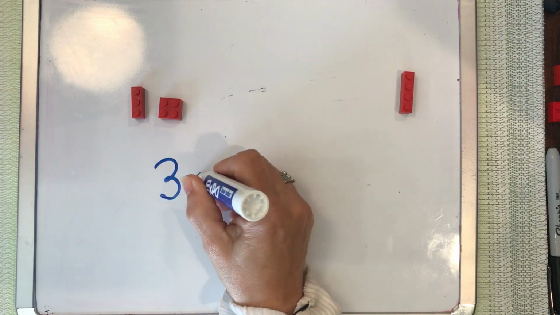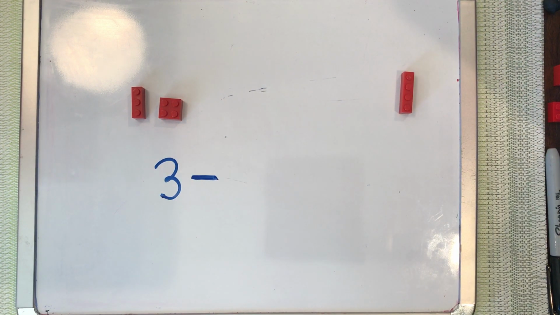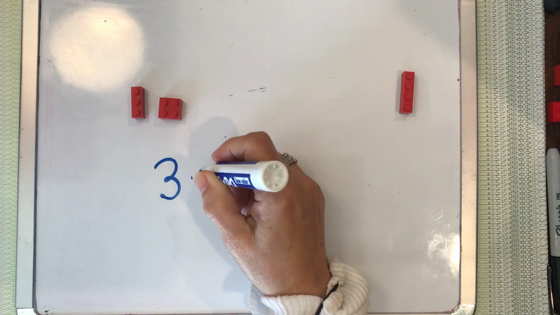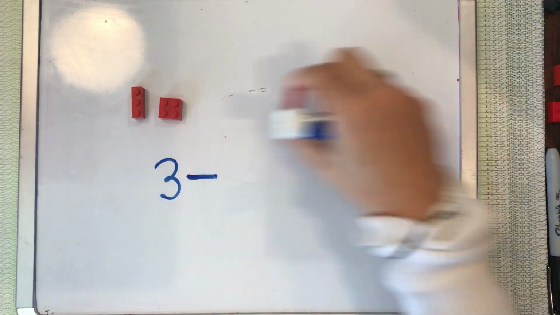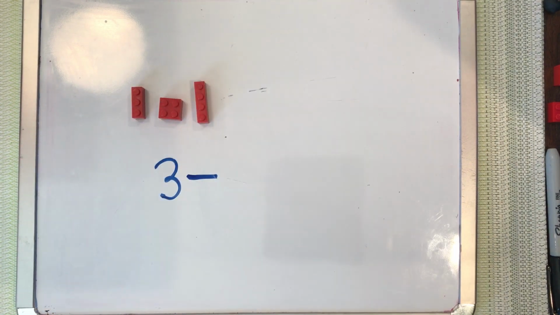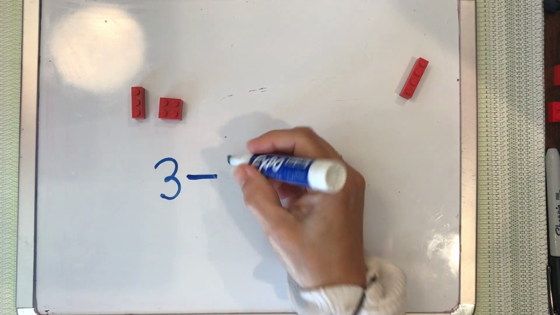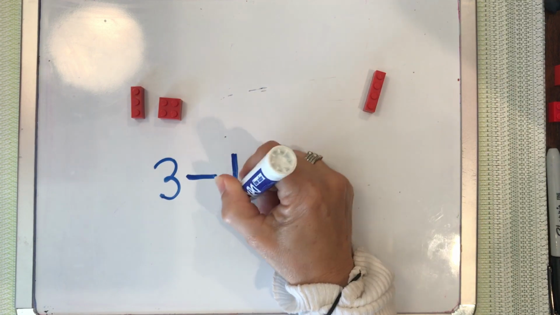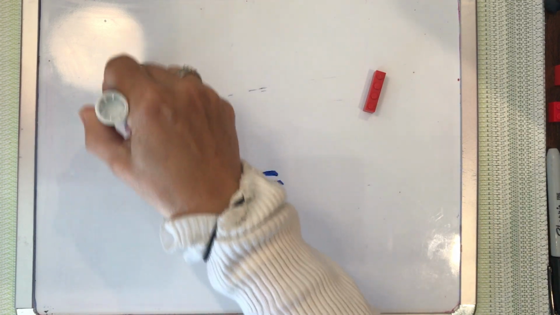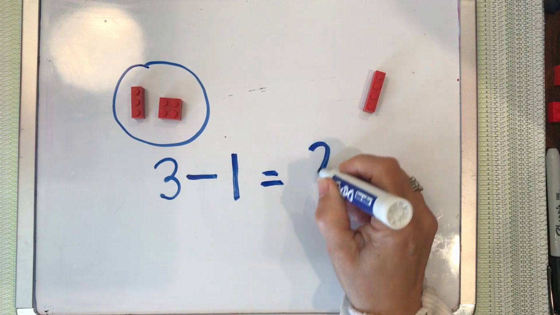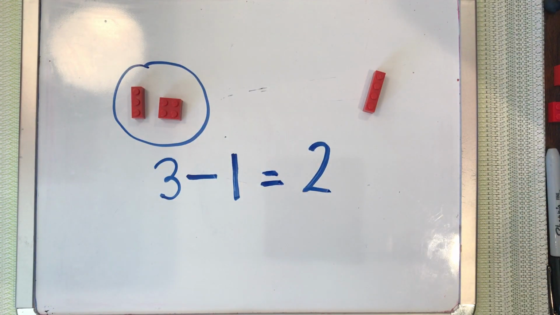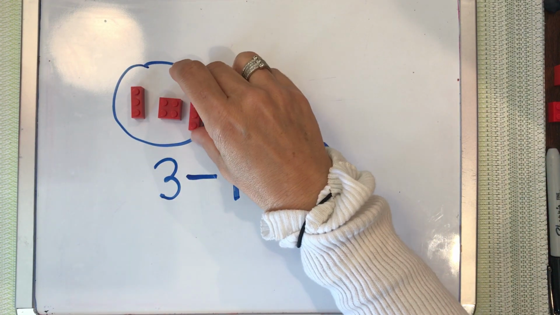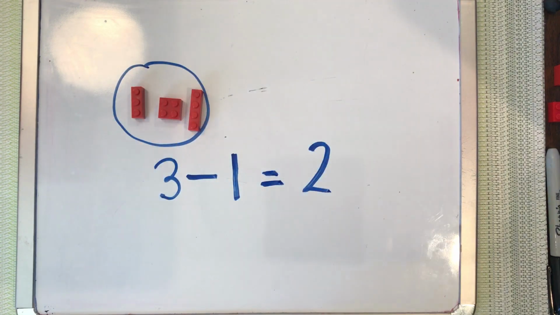You would show that by saying minus. So instead of a plus sign, we're actually going to use the minus sign. And it's just a little line like this. So 3 minus 1, take away 1. So minus 1, I took 1 away, equals, and how many do I have left? 2. So subtraction is about taking away from the whole. So you have to think about what you start with, that's your whole, and you're going to take some away.